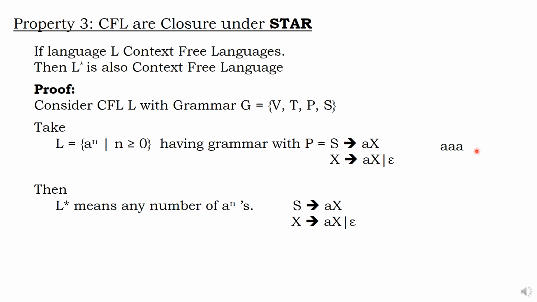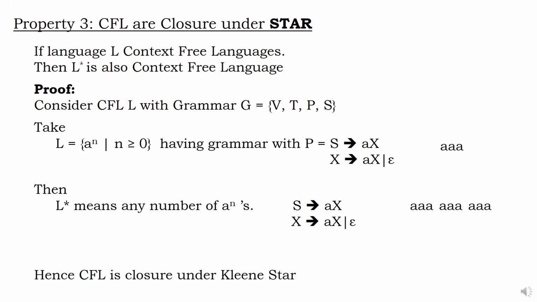3a, 6a, 9a. Sir, I need no rule, this itself will work out. How come? You repeat the same, 3a, 4a, 5a like this. So 3a, 6a, 9a accepted. Now tell me, this is L, this is L star. The L grammar is here, the L star grammar is also the same, which means it is closure under Kleene star.